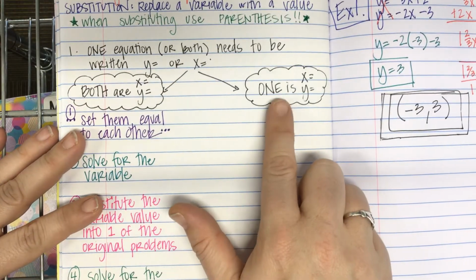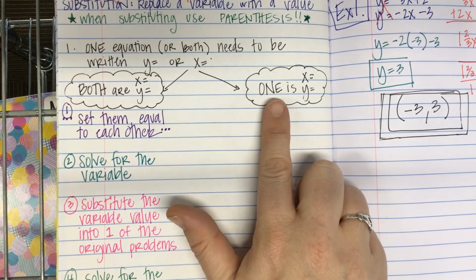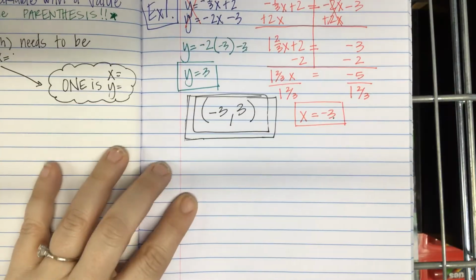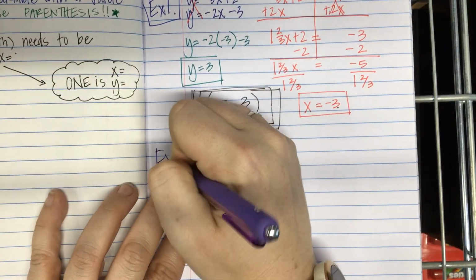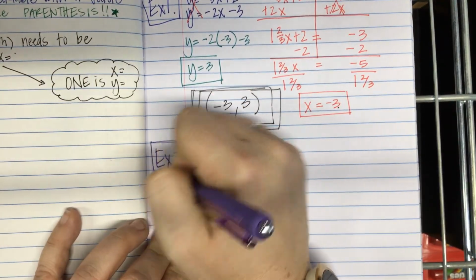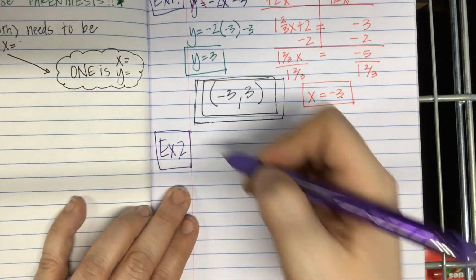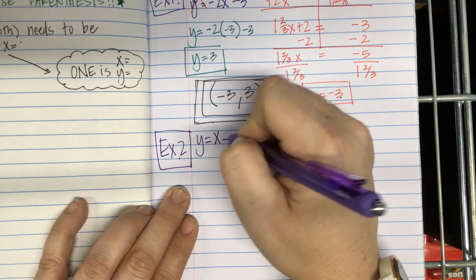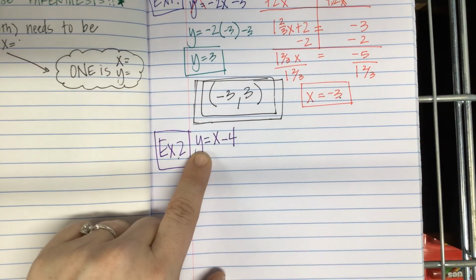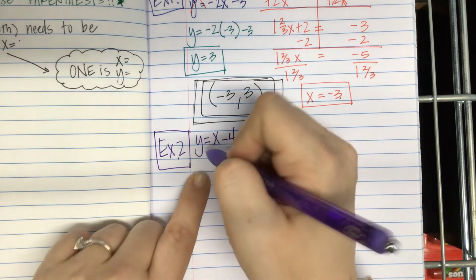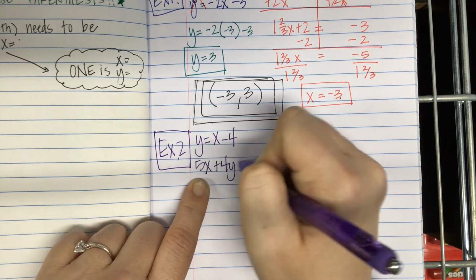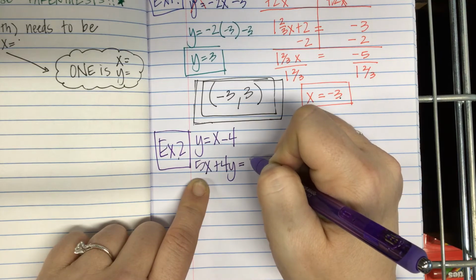If only one of them is this, that means one is standard form. I guess I'll put it over here. I'll give you the example first. Example 2. One is standard form and one is y equals or x equals or whatever. So there's one. But the other one is 5x plus 4y equals 11.